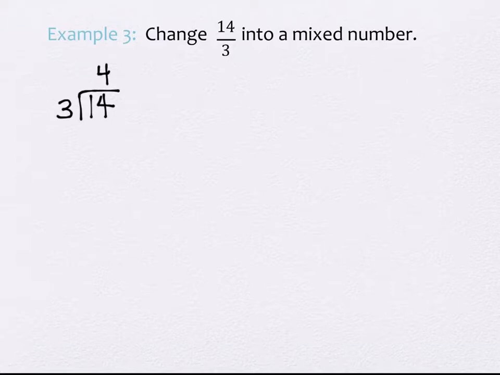4 times 3 is 12, which gives me 2. So this number and the number I'm dividing by form the remaining fraction of 4 and 2/3.